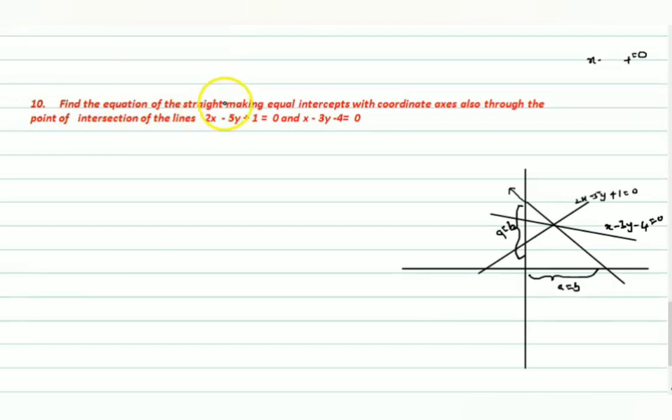We need to find the equation of the straight line making equal intercepts with the coordinate axes. Making equal intercepts with the coordinate axes means A is equal to B. If you consider this as A and this as B, then A must be equal to B.